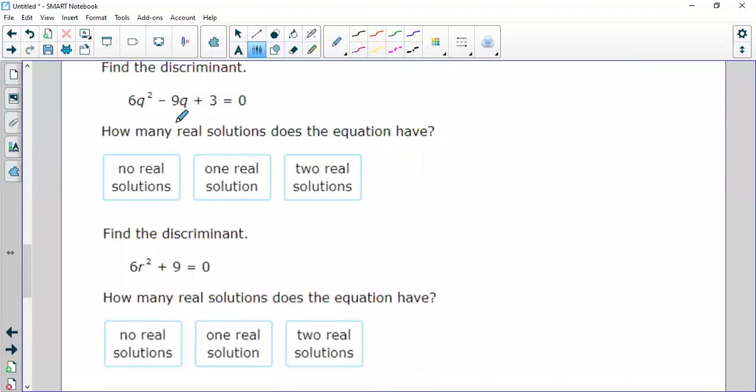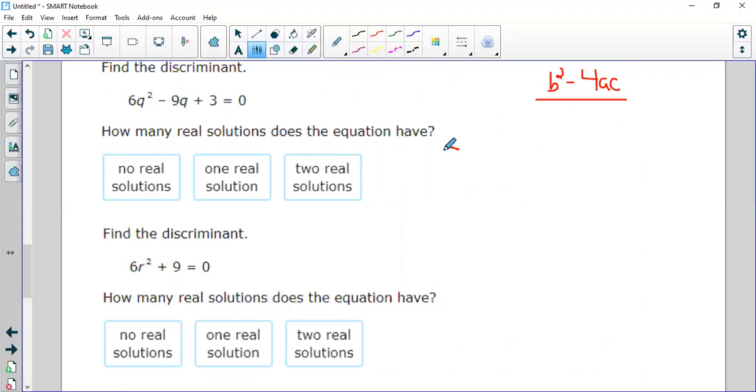We're going to find the discriminant and decide if it has no solutions, 1 solution, or 2 solutions. They use the word real. We'll talk later about solutions that are not real. For now, we'll stick with just basic solutions. So my discriminant formula, I'm going to write that again, is b squared minus 4 times a times c. Here's my formula. So for this one, 6q squared minus 9q plus 3 equals 0.